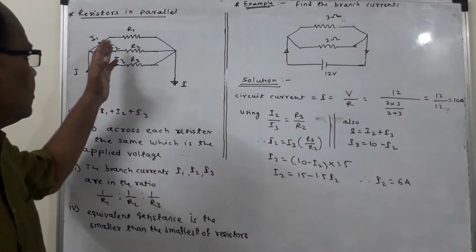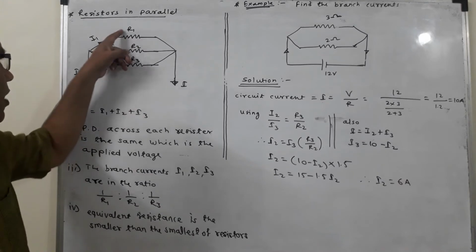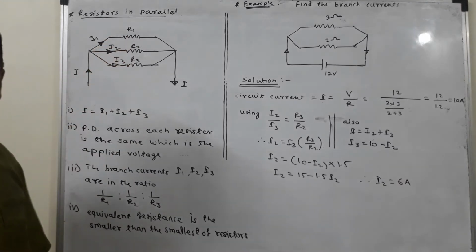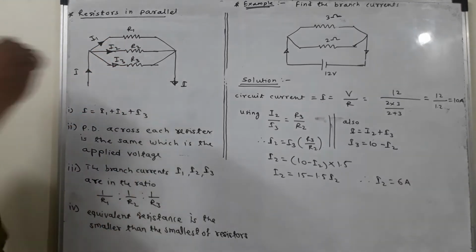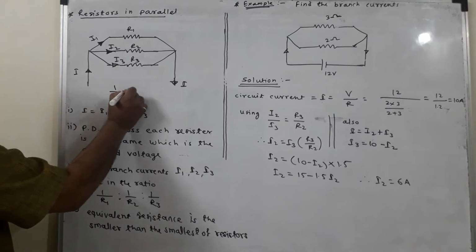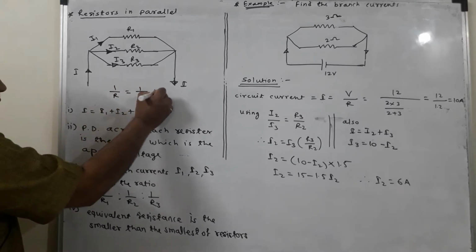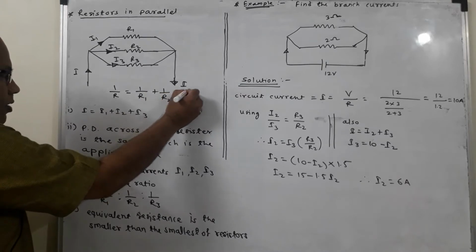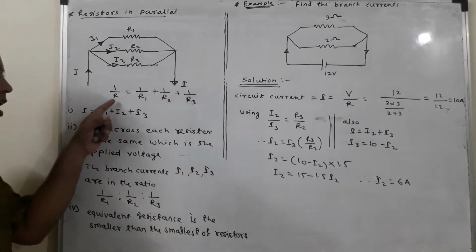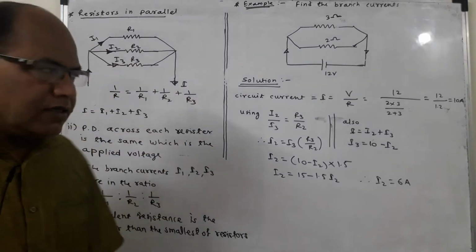Now when resistances are connected in parallel like this, R1, R2 and R3, then the equivalent resistance is given as 1 upon R is equal to 1 upon R1 plus 1 upon R2 plus 1 upon R3, where R is the equivalent resistance.